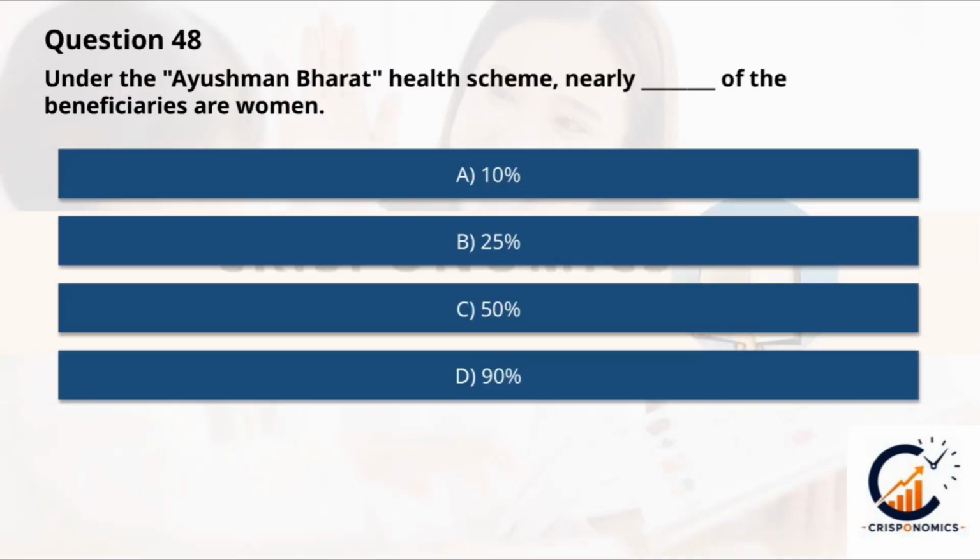Under the Ayushman Bharat Health Scheme, a significant majority of the beneficiaries are women. In fact, about 90% of those who receive support through this program are female. This highlights the scheme's focus on addressing women's health needs and ensuring they have access to essential medical services. It's a powerful reminder of how targeted initiatives can make a real difference in improving healthcare equity.